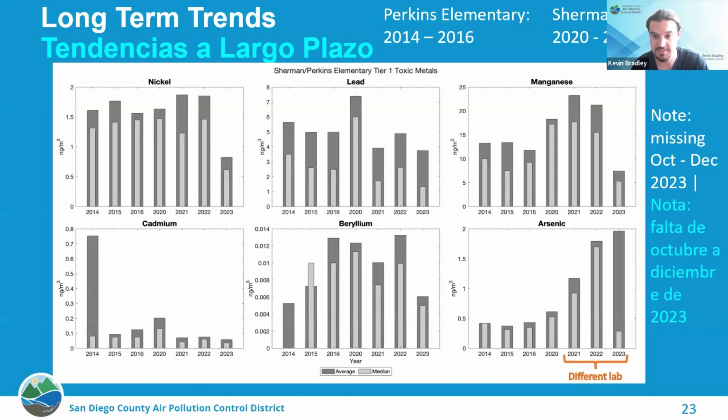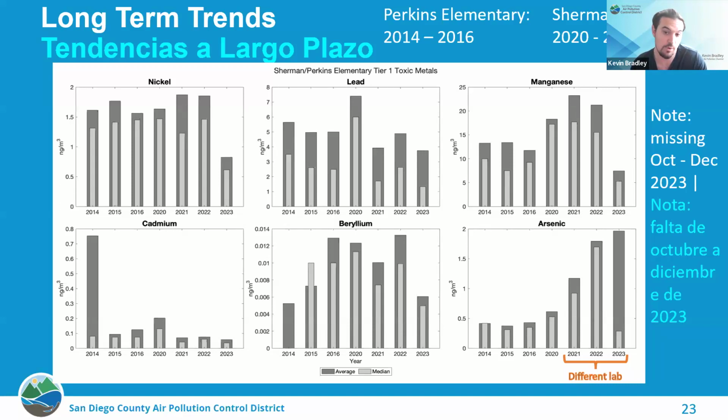So what we want to determine is, are the levels that we're seeing decrease for nickel and manganese at Sherman Elementary, is that also happening at other sites? And it'll be particularly interesting at our Boston Avenue site, because that's our site that we saw really high values for those two chemicals for 2023. So that'll be something to keep an eye on.